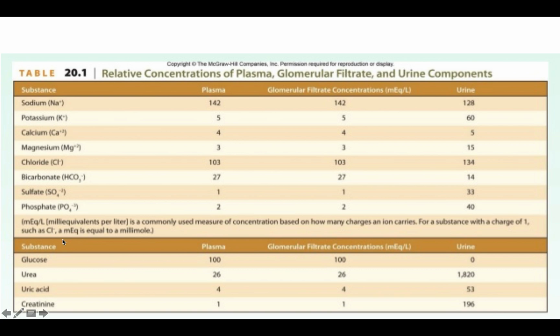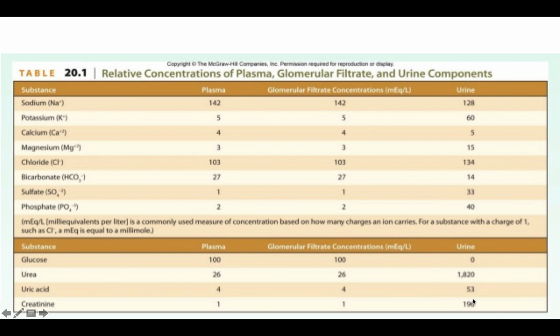Now, here is an understanding of the different concentrations of plasma. Okay, this is meaning in your blood. Glomerular filtrate, this is that filtrate, and then finally your final product of urine. So urea, you can see that in your blood, not so much. Okay, 26, so we're looking at moles per liter. So you have 26 here, glucose 100, glomerular stays the same, and then you can see the big change here.